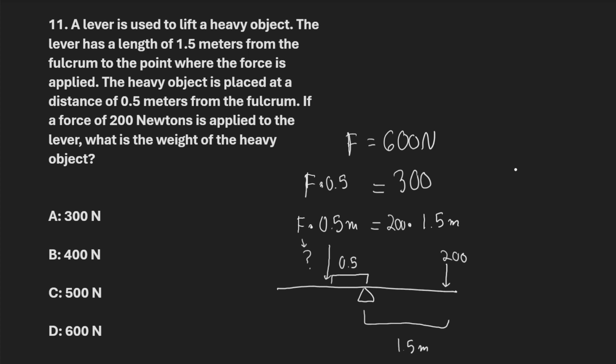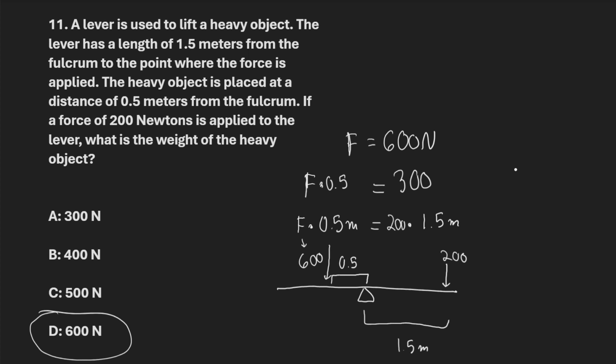And so the correct answer is going to be 600 newtons, right? And so 600 newtons are applied on this side, and that's the object. But again, I encourage you not to think in terms of objects and whatever. I encourage you just to think in terms of forces being applied. So one force is applied on one side, one force is applied on the other. Each one has a distance, very straightforward.